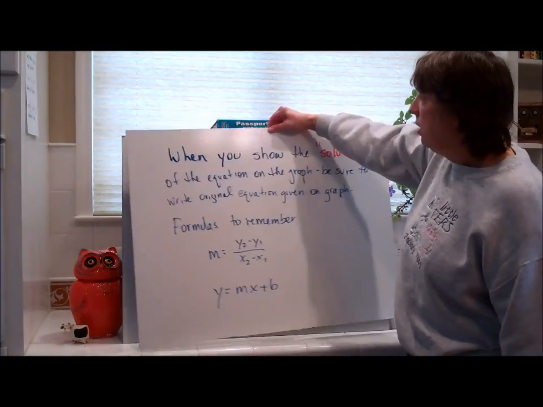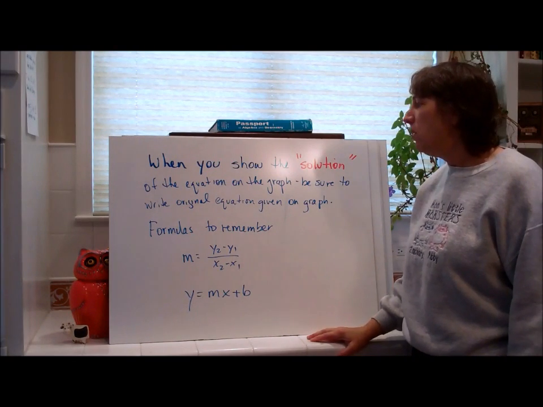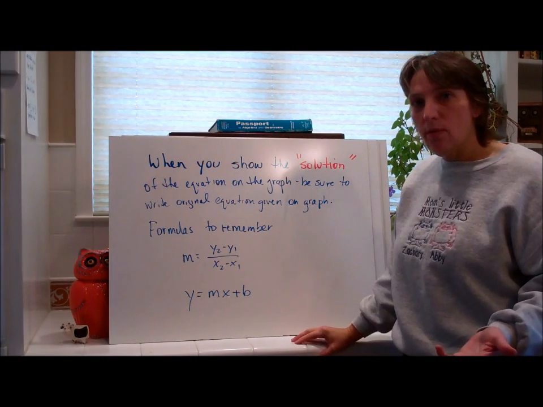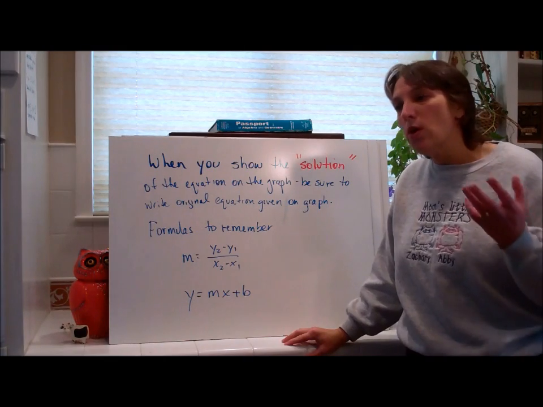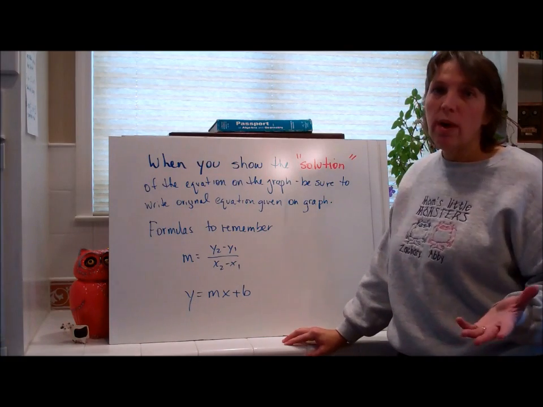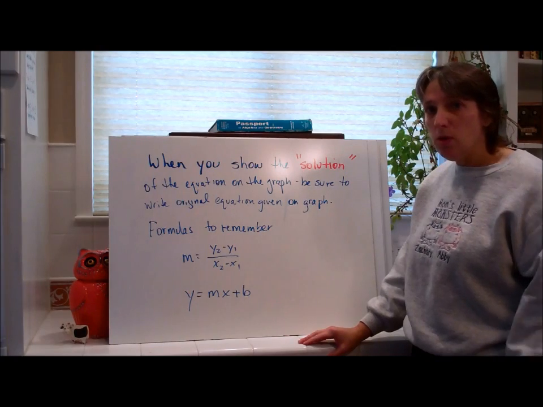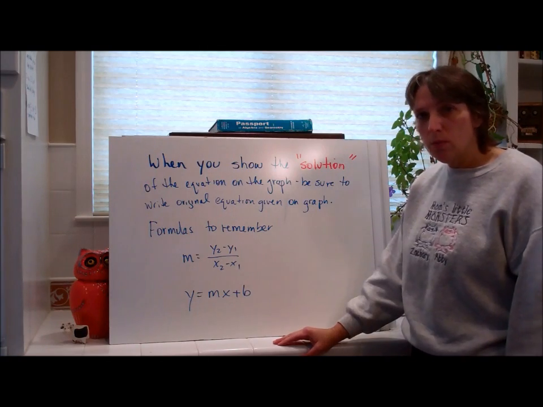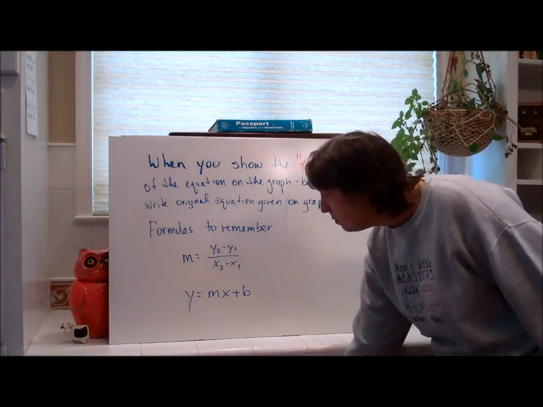Okay. When you show the solution of the equation on the graph, be sure to write the original equation given on the graph, which I just said, right? Not the slope-intercept form. Now, if that's what they give you, because sometimes right now you'll be given slope-intercept form, the equation will already be in slope-intercept form, so then you can just write that for now. But remember, there are certain formulas you need to remember at this point in time: the slope formula, m equals y sub 2 minus y sub 1 over x sub 2 minus x sub 1, and slope-intercept form, which is y equals mx plus b.